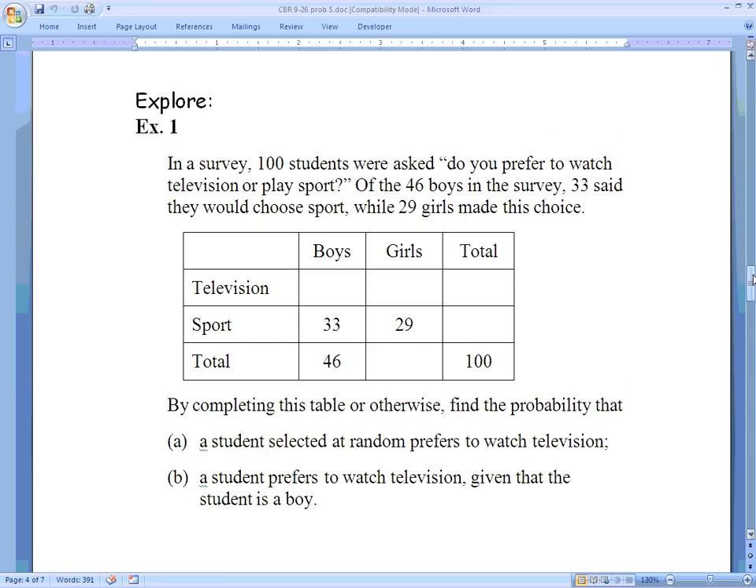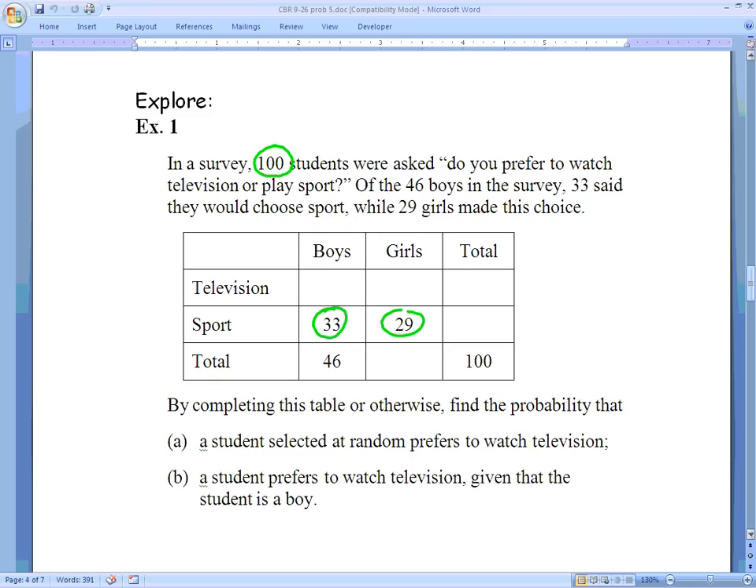In a survey, 100 students were asked, do you prefer to watch television or play sport? Of the 46 boys in the survey, 33 said they chose sport, while 29 girls made this choice. And we can see those numbers here and here. By completing this table or otherwise, find the probability of A and B. So if you want to pause the video now and see if you can fill out this table on your own, it's a little bit of a puzzle.